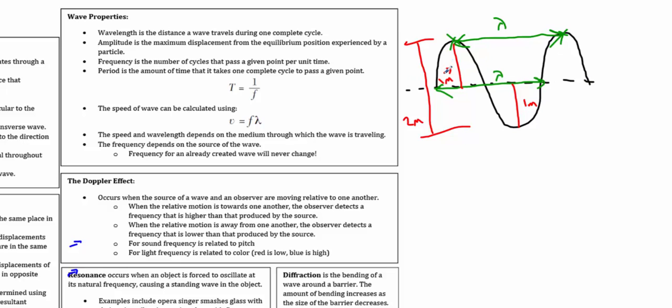Your frequency and period kind of go together, but they're not the same thing. Frequency is the number of cycles that pass a given point per unit time. Period is the amount of time for one cycle. So by that definition, they're actually inverse of each other. If I know one, I know the other. If one is large, the other is small.